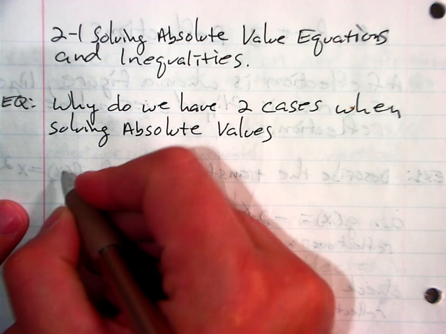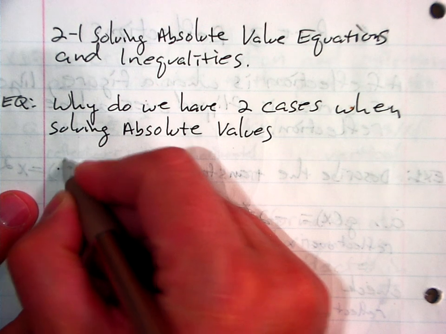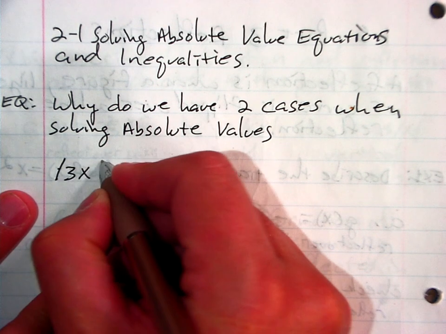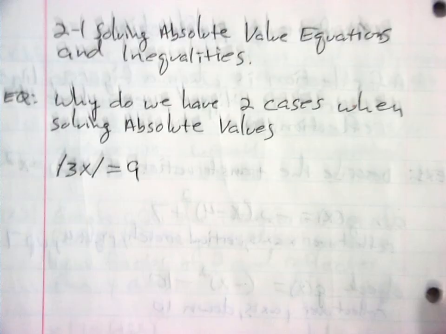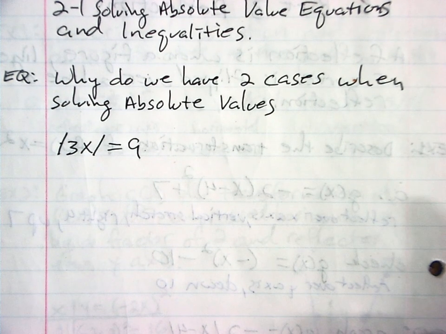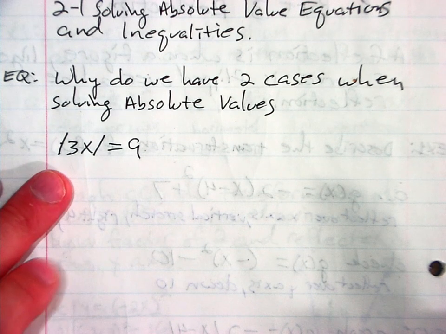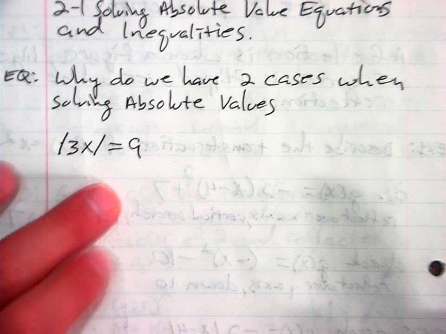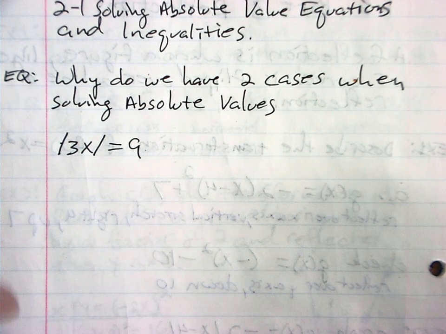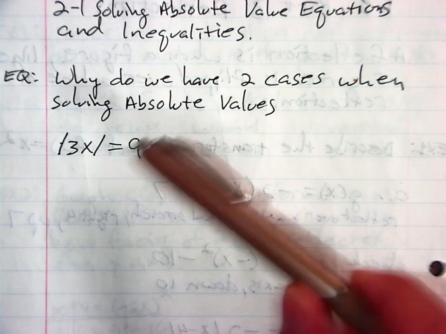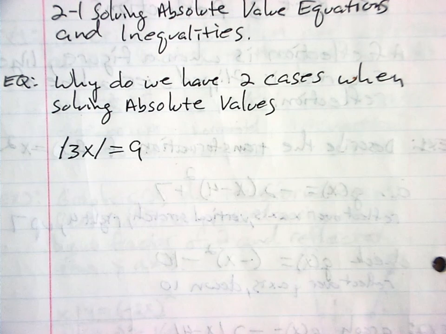So if I had something like this, you don't need to write this down, just pay attention. If I had the absolute value of 3x equals 9, what are my two possible answers? 3 and negative 3. So negative 3 times 3 is negative 9. The absolute value of negative 9 is actually positive 9. So what we have to do is have two cases, one for when the x is positive, one for when it's negative. So I just answered the essential question for you. All right, let's go on to our notes.